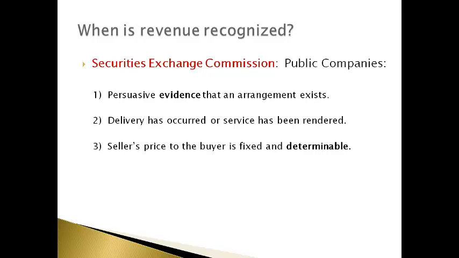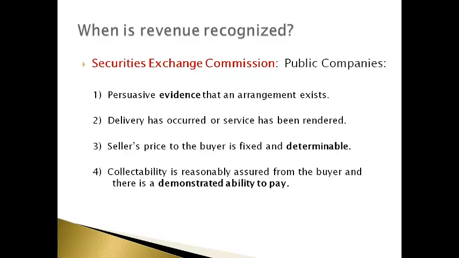Third, the seller's price to the buyer is fixed and determinable. The price can vary based on circumstances, however there is an agreement on how the price will be determined. And fourth, collectability is reasonably assured from the buyer and there is a demonstrated ability to pay. A demonstrated ability to pay is more certain than collection is expected, which is required under GAAP.